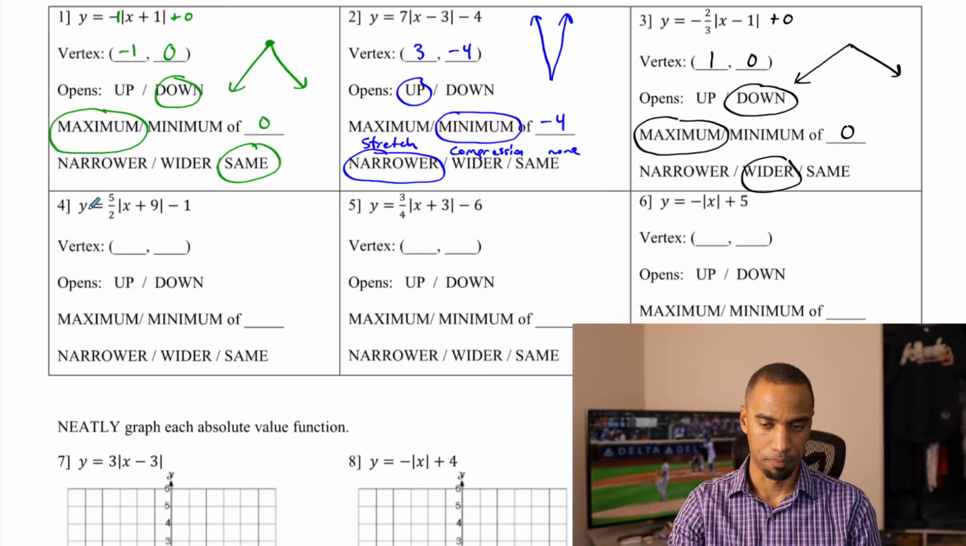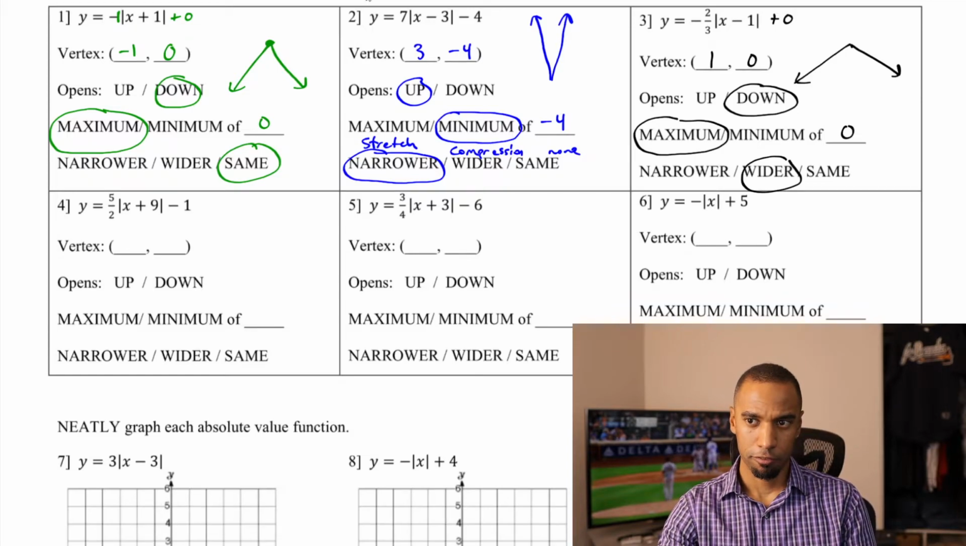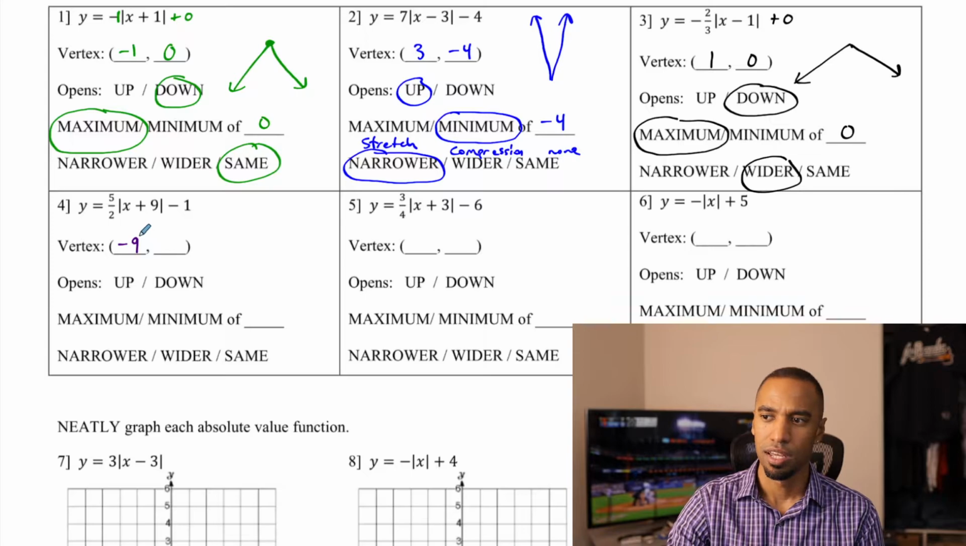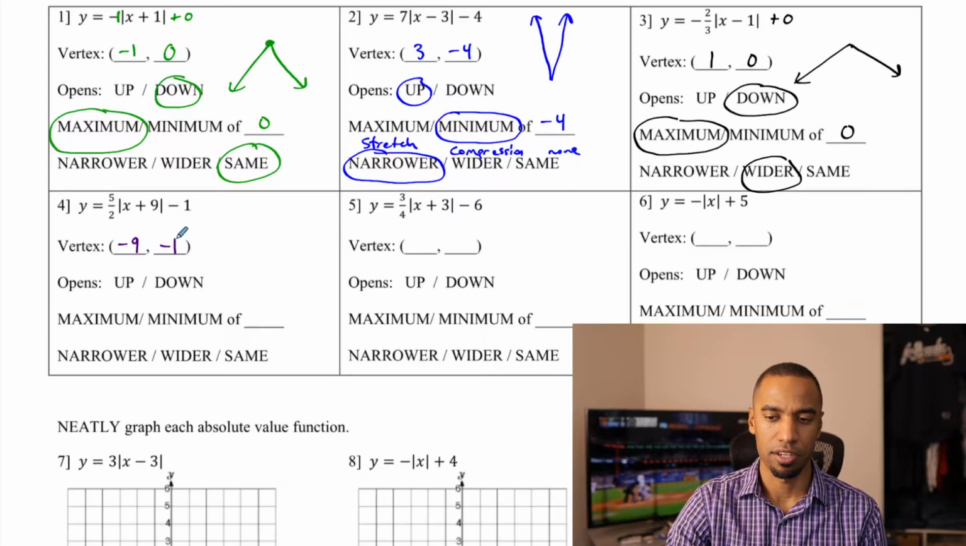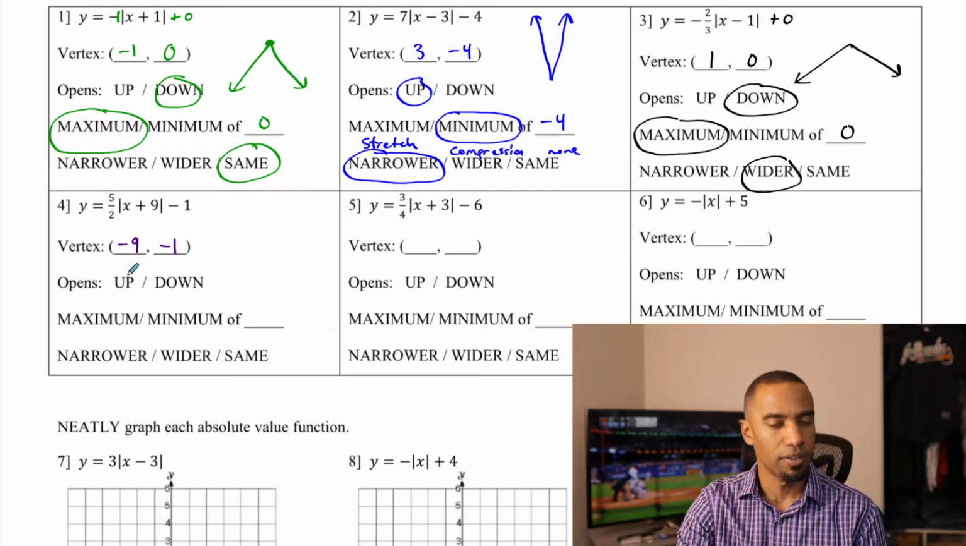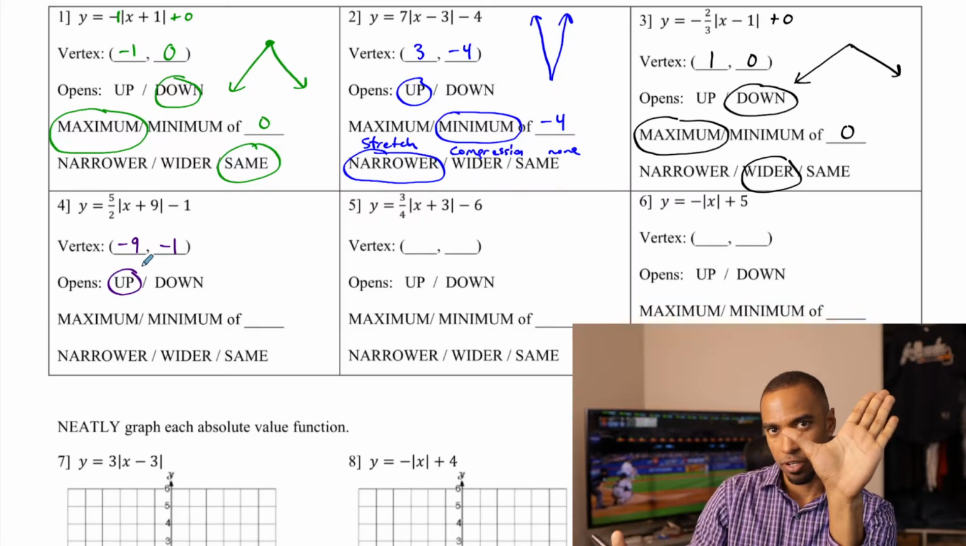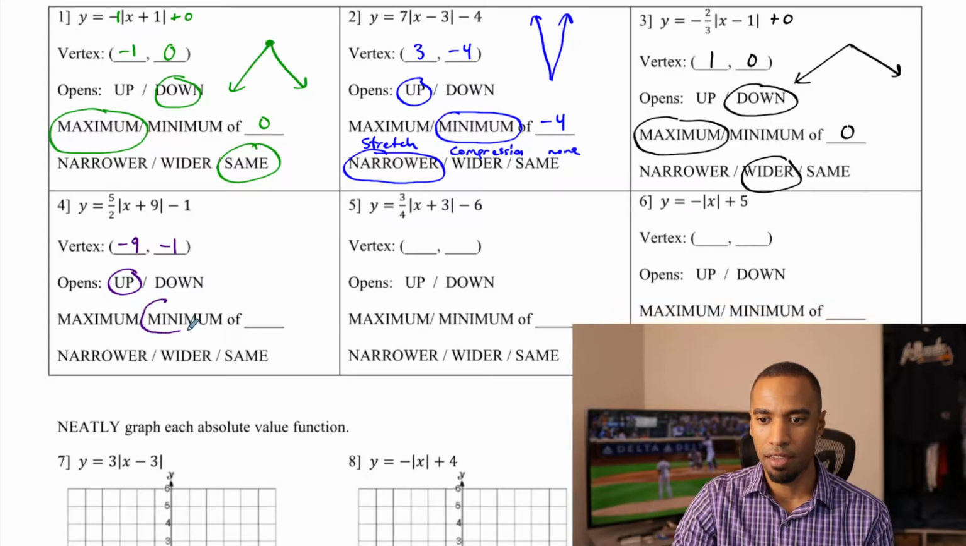All right, number 4. y equals 5/2 times the absolute value of x plus 9, minus 1. Flip the 9 to a -9 as far as the vertex goes there, right? x minus -9. Keep the -1 there. That is our vertex location. It is a positive stretch factor, so it opens upward. Upward V-shape, minimum. Your vertex is a minimum now. And the y value of that minimum is -1.